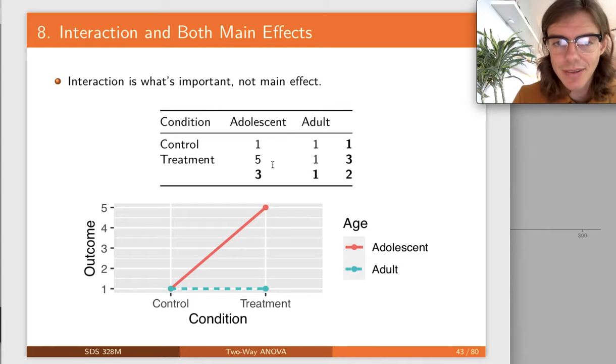There's also an interaction. If you do 1 minus 1, that's 0. If you do 5 minus 1, that's 4. So there's definitely an interaction here. The effect of treatment differs depending on whether you're an adolescent or an adult, right?